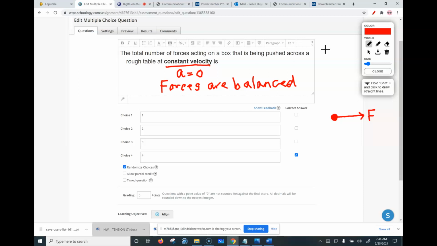Okay? Sorry, it looks like a 4-year-old wrote it. My pen is not real smooth today either.